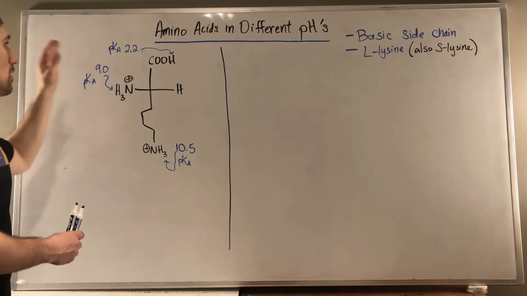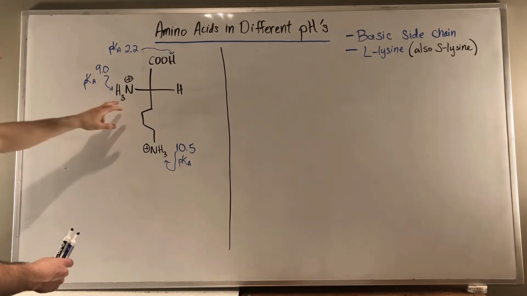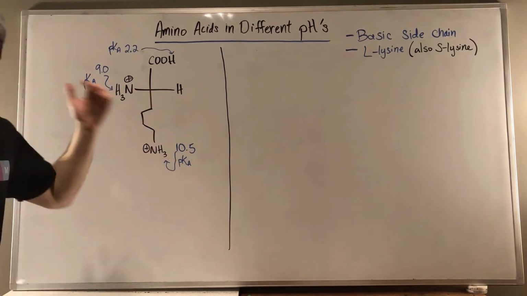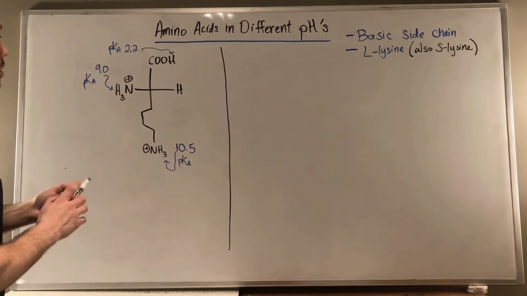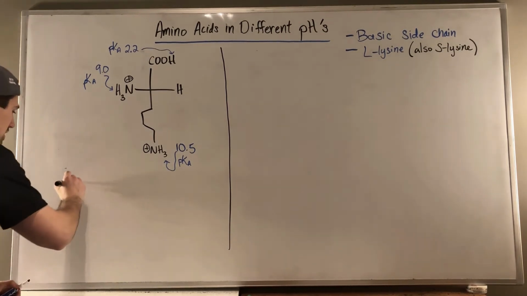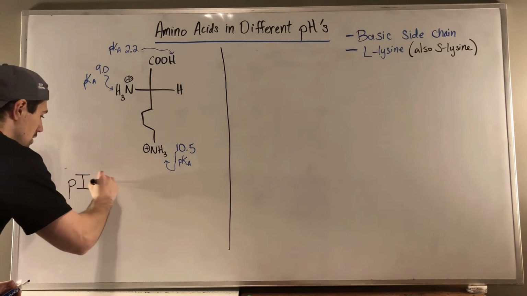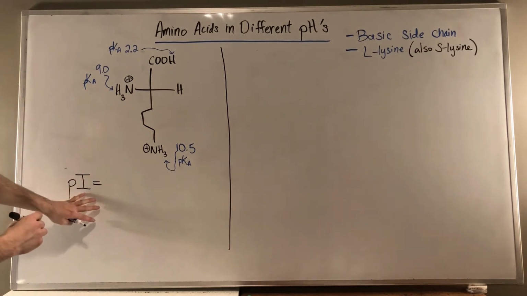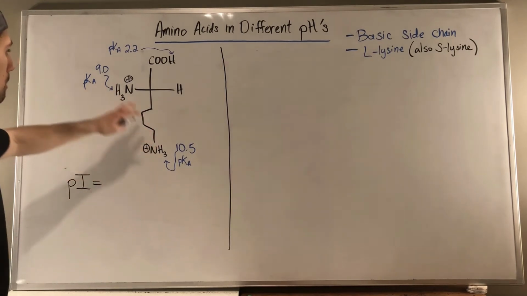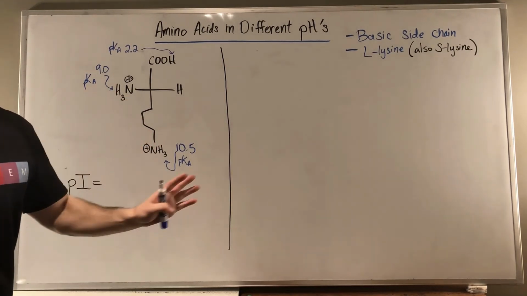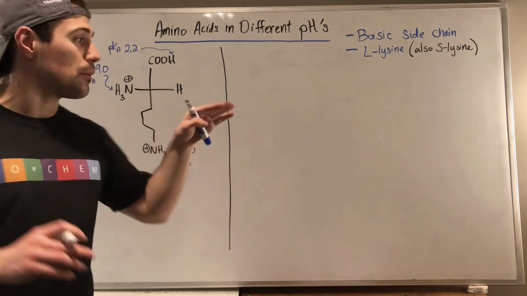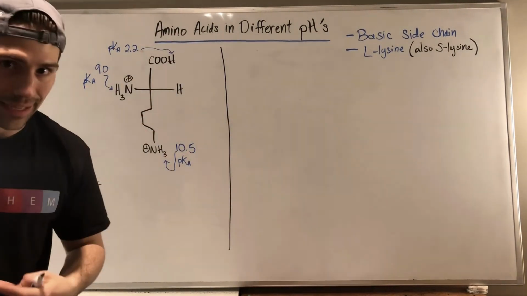So if we take a look at this, we can see that we have definitely two basic components, one of which is in our R side chain, okay? So unlike the previous example with aspartic acid, we need to find PI, and what we're going to see is that we're going to basically average our two highest pKa's. But let's take the pH elevator and see how we look at different pHs and rationalize why that makes sense.